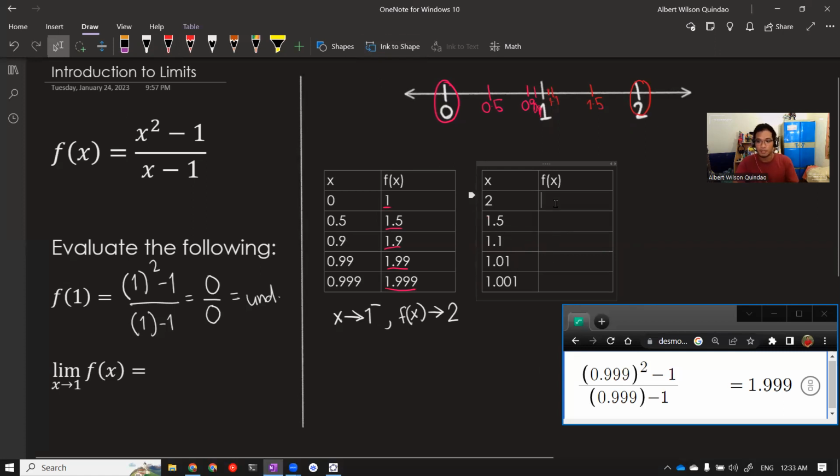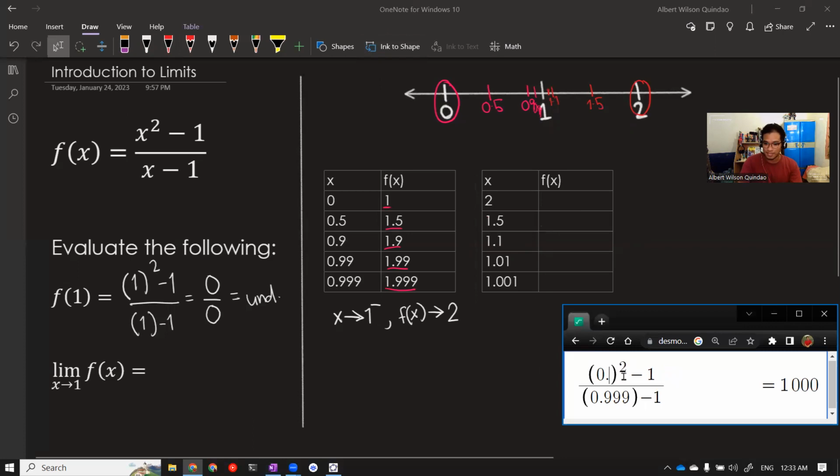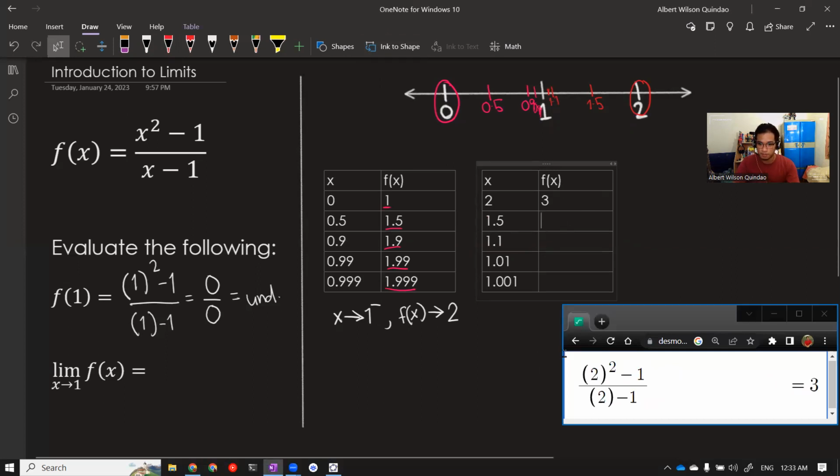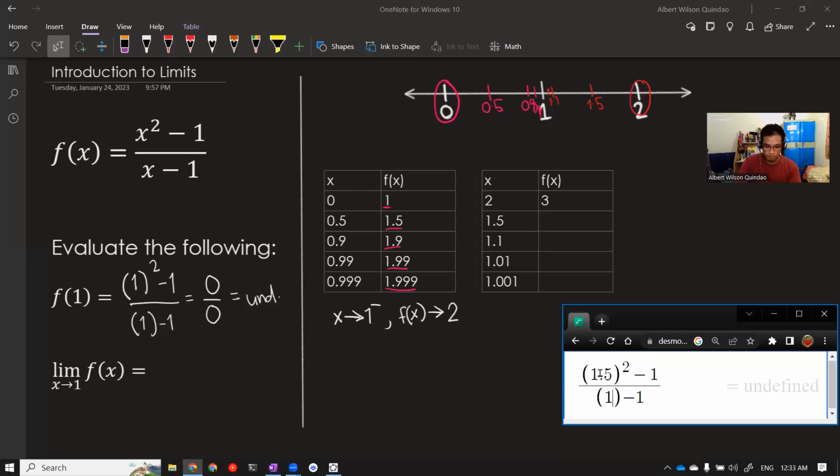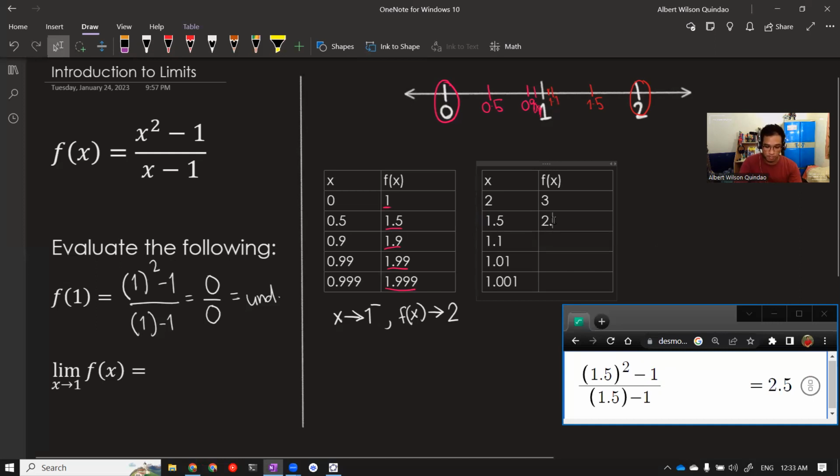And again, pwede mo ulit itong i-compute by hand. Ano? Pero yun, matatagalan ka. So gamit na lang tayo ng calculator. So kung ang x ay equal kay 2, ang function value natin ay 3. Kapag siya naman ay 1.5, 2.5 yung function value natin. Kapag 1.1 yung ating x value, 2.1.